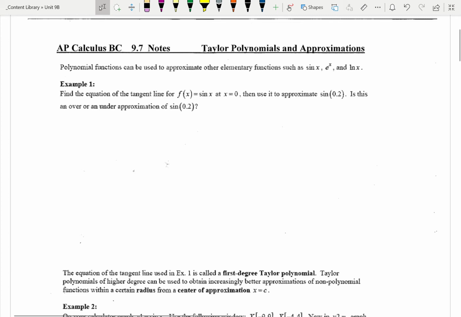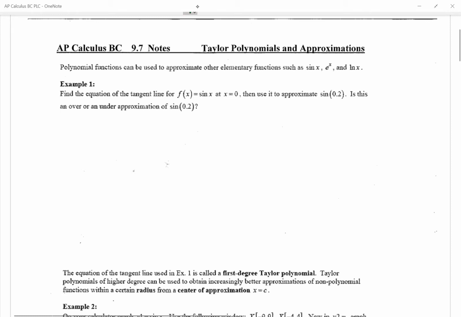As we've already talked about in class, we know that Taylor polynomials are polynomials that are used to approximate transcendental functions such as sine of x, e to the x, natural log of x, non-polynomial functions. So we're going to start with a problem that should seem very familiar to everyone. We're going to find the tangent line for sine of x at x equals 0.